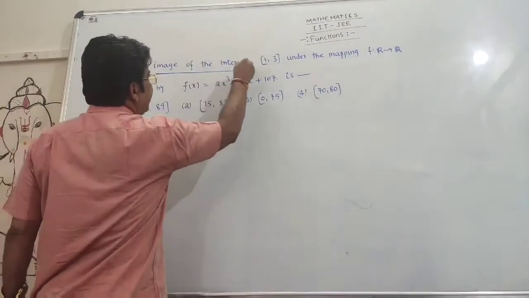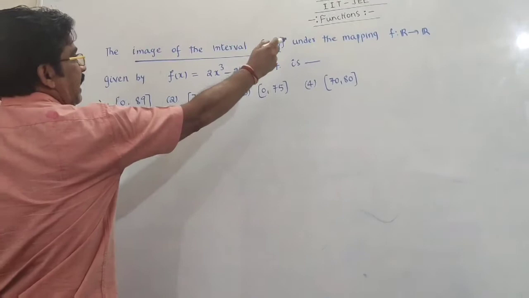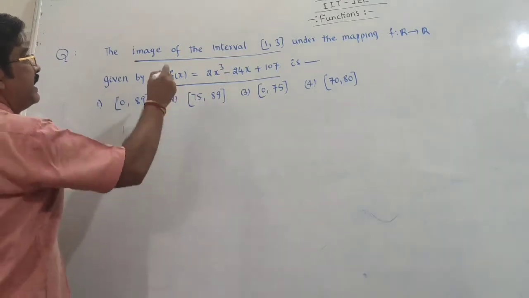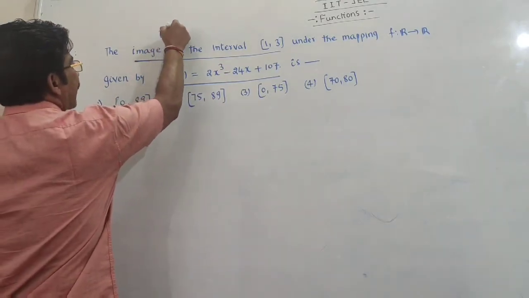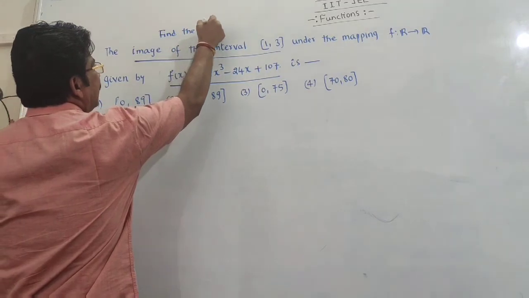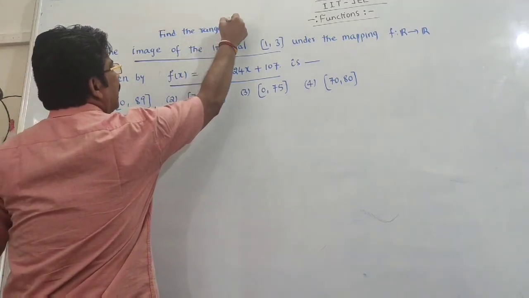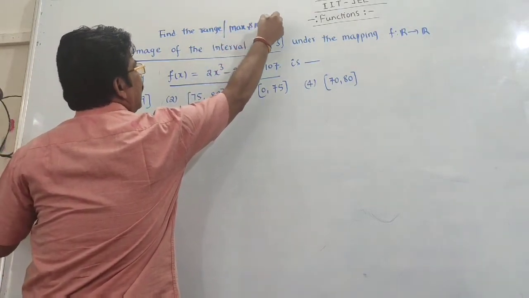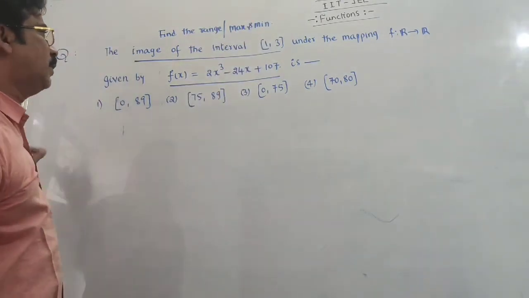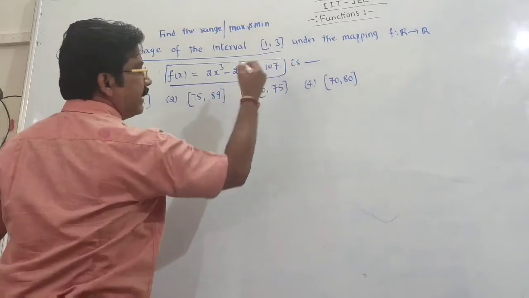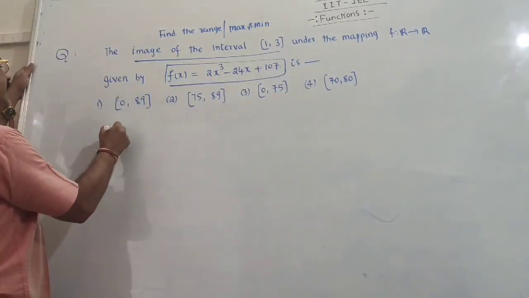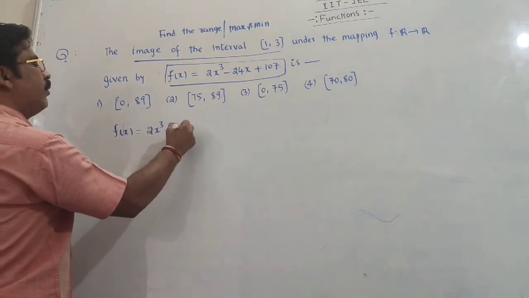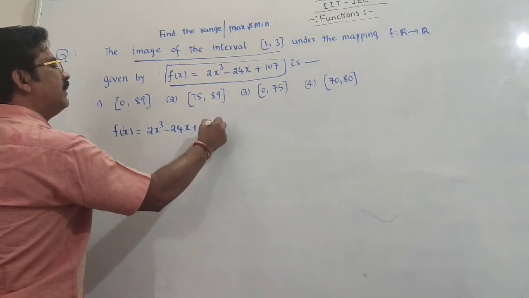The image of the interval under the mapping f of x, means under the function, means what? Indirectly, find the range. Range are extreme values, means maximum and minimum value. This is the question, for which we are following the calculus method. First let us write f of x equal to 2x cubed minus 24x plus 107.